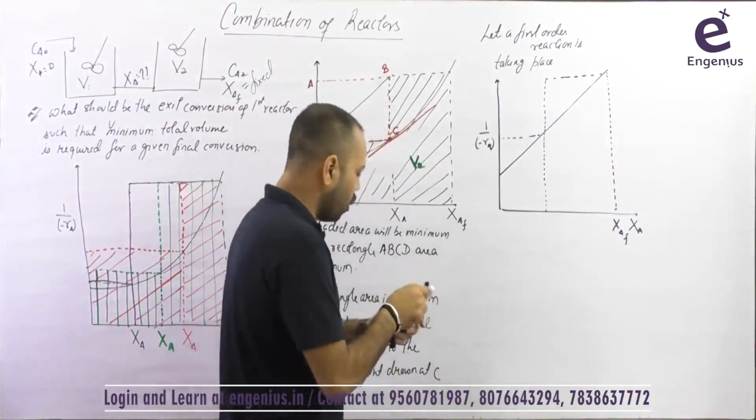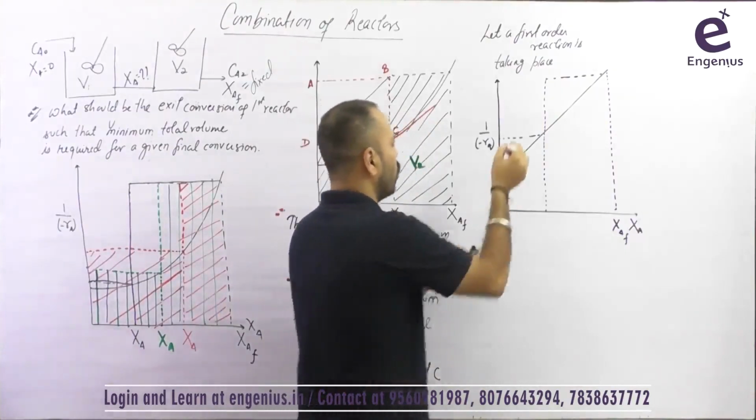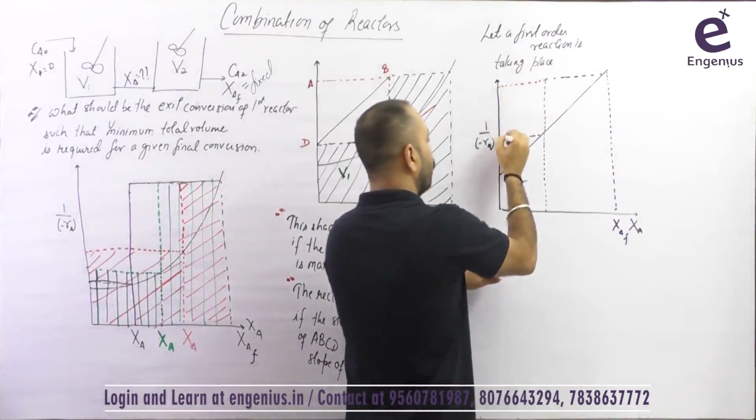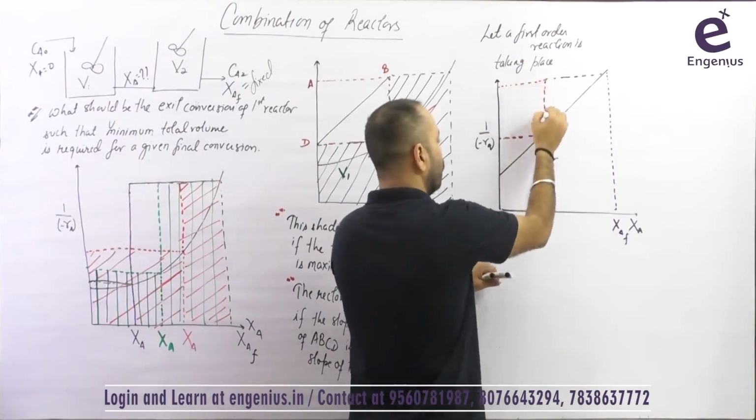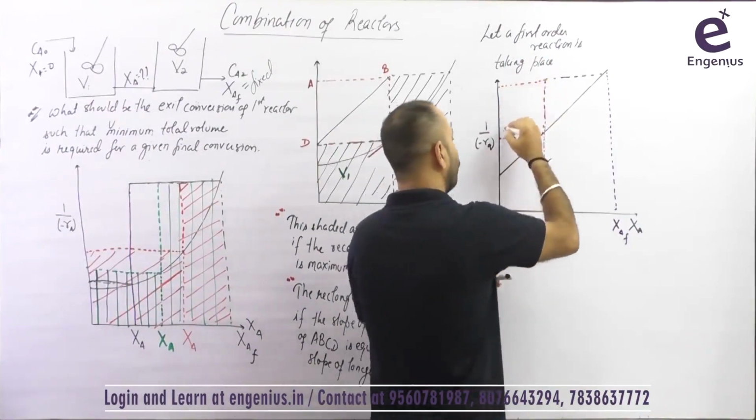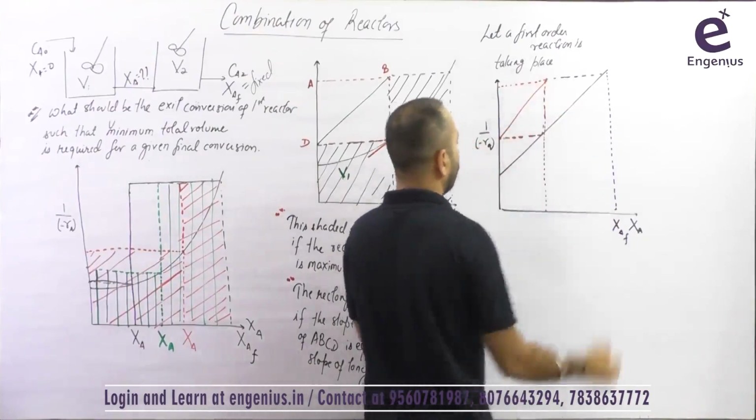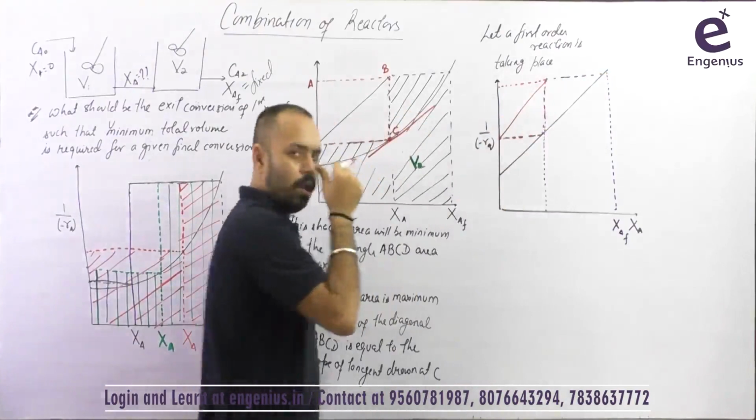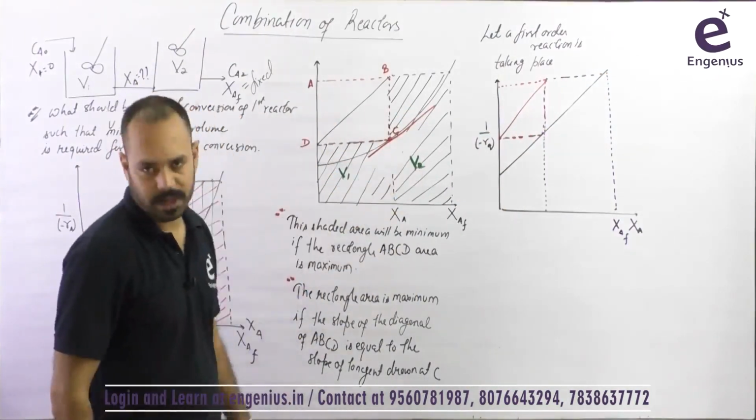So definitely if this happens, then you are going to maximize this rectangle area. And how is this maximized? What is the slope of the diagonal? This is the slope of the diagonal. If this slope and this slope are equal, then the volume V1 plus V2 is minimized.